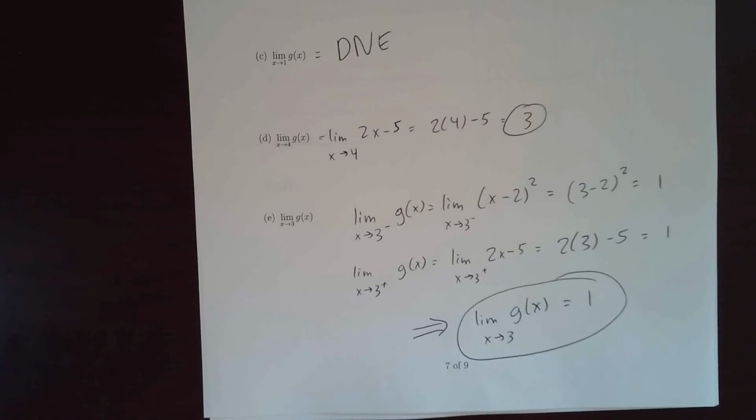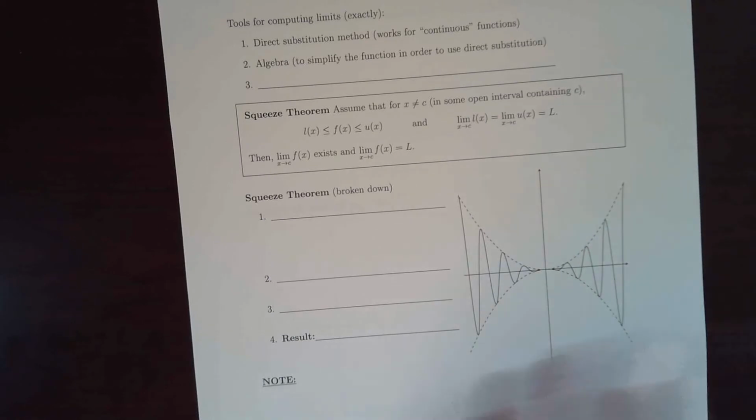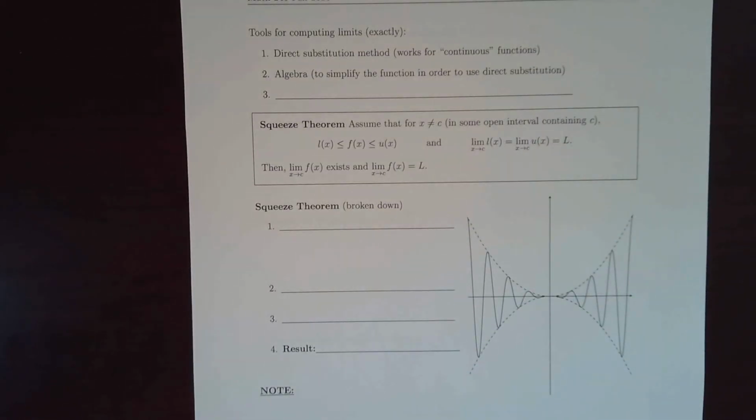Alright, so we have one more idea to talk about involving limits. And this will be kind of one more tool for us to try to compute limits exactly. So, we know that if we want to have something that is referred to as a continuous function, which we'll talk about what that means, we can use our direct substitution method. So we can just plug in the thing that we are taking the limit to.